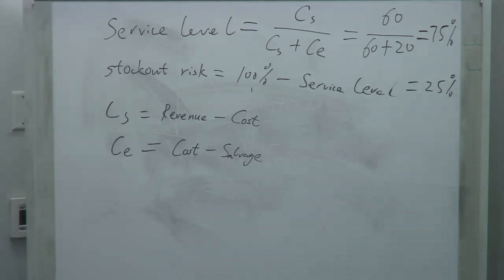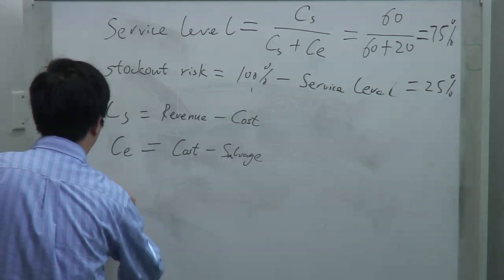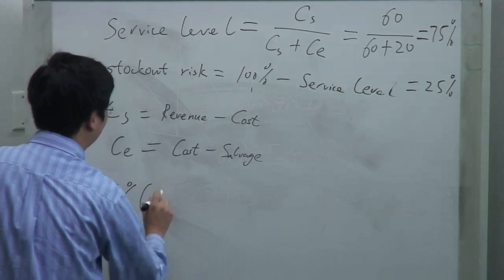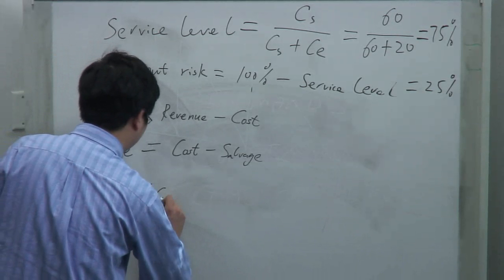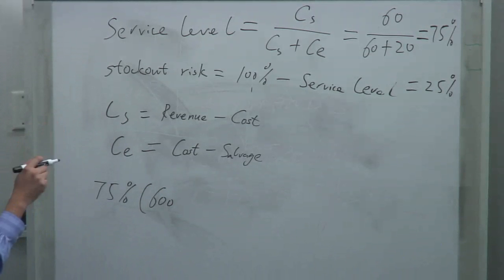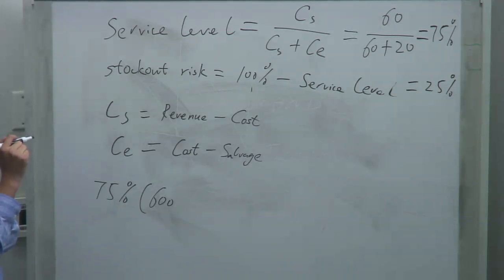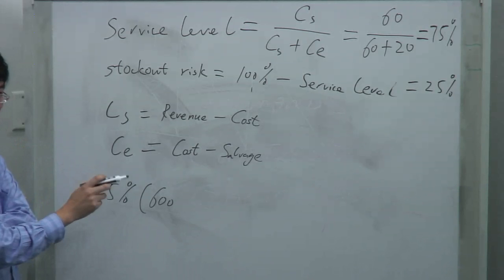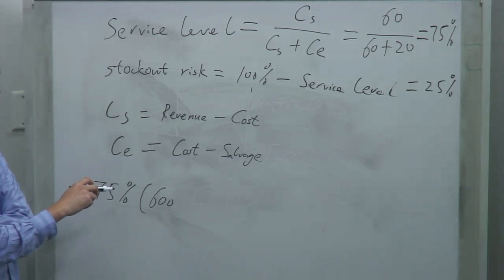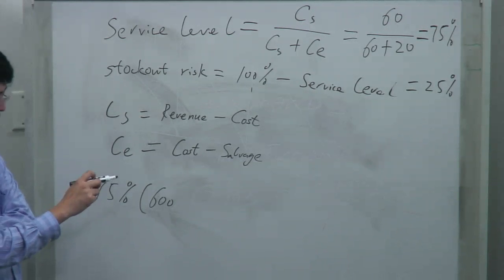Now, your target service level is 75%, and we calculate what is optimal. Under this 75% service level, what should be your stocking level? 75% of 600? 75% times what? The average is 600, 400. It'd be 300, right? It's very close, but it's not just directly 600.